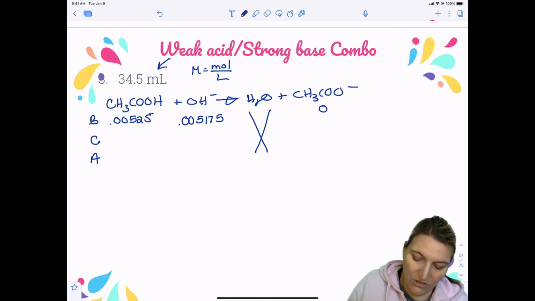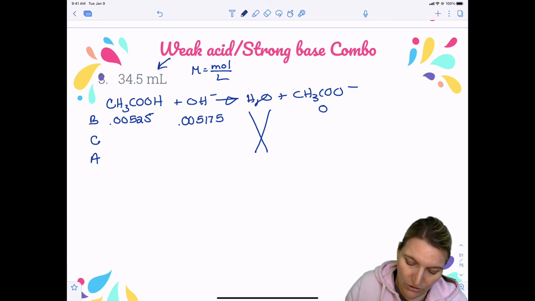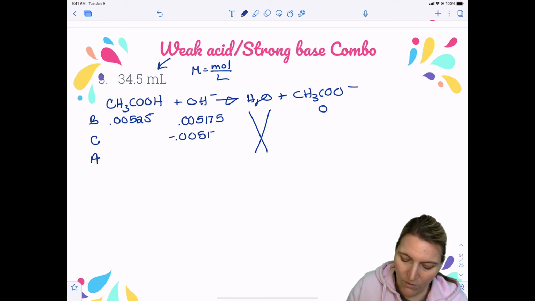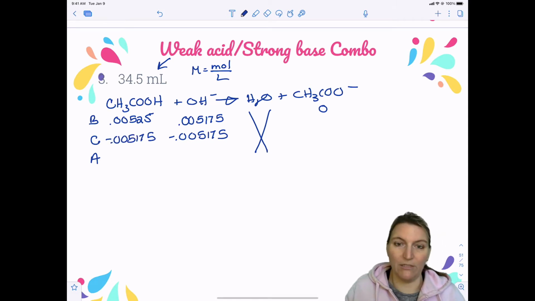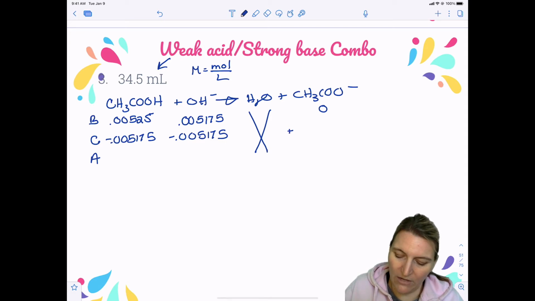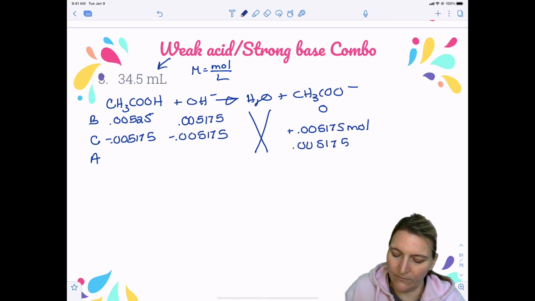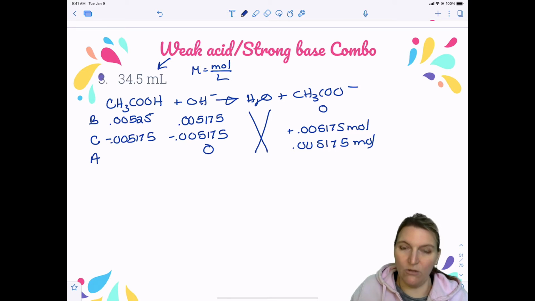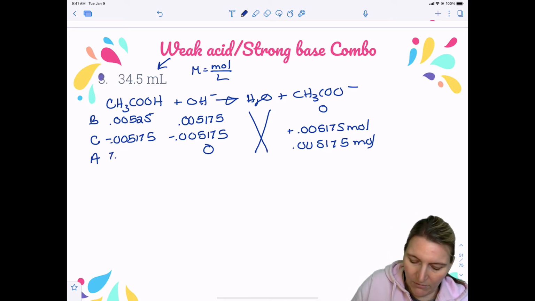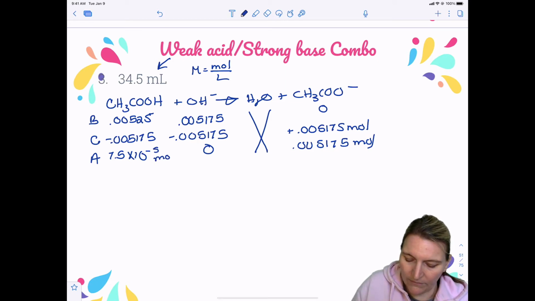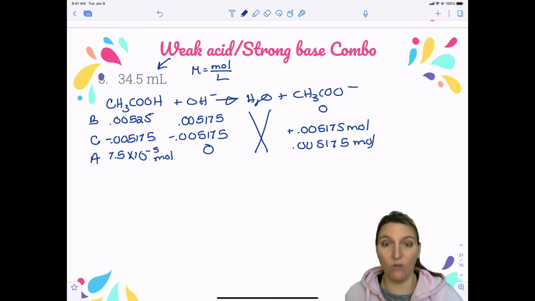Now we use up all of the base in a titration, so this will go down by 0.005175. At the same time, that amount will need to come out of my acetic acid. Those two will react together and make 0.005175 moles of acetate. There will be no base left over, and the acetic acid left is a very small number, 7.5 times 10 to the negative 5 moles.